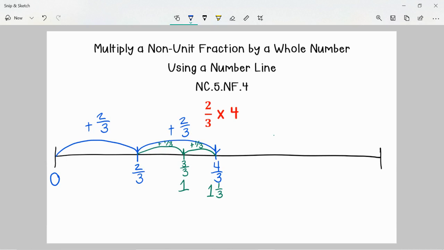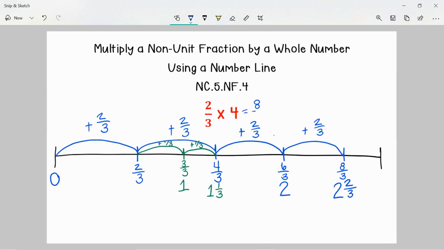So let's make another jump of 2/3, because we know we need 2/3 4 times. So now 4/3 plus 2/3 would be 6/3. And I know that 1 and 1/3 plus 2/3 would be 1 and 3/3, or 2 wholes. So now I've shown 2/3 3 times. I know I need 2/3 4 times though based on that expression. So I'm going to jump another 2/3. I know that 6/3 plus 2/3 is 8/3. And I know that 2 plus 2/3 is 2 and 2/3. And so from here I can see that 2/3 times 4 is equivalent to 8/3, which is also equal to 2 and 2/3.